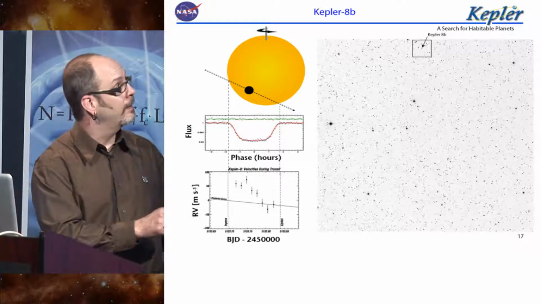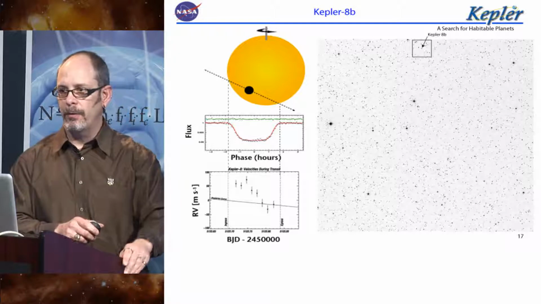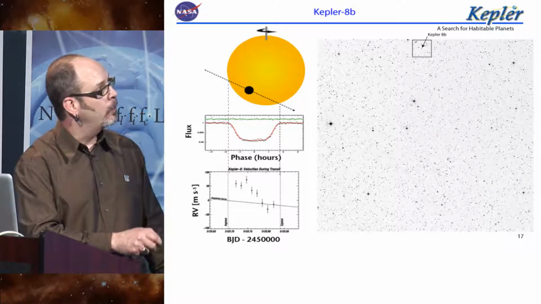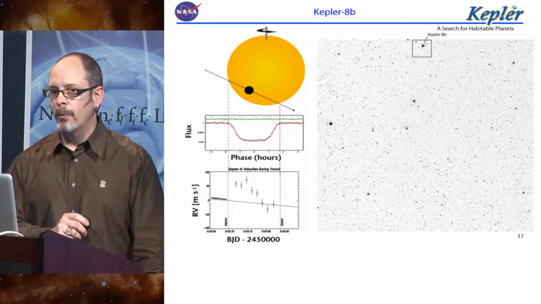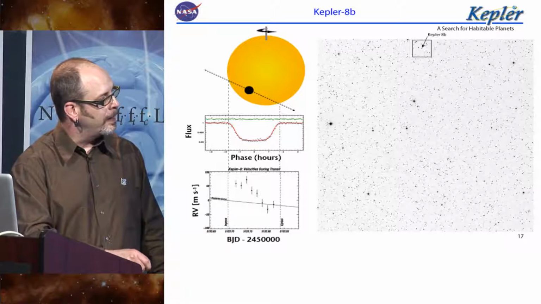But if it's asymmetric, then that indicates there's a tilt between the orbital axis of the planet's orbit and the spin axis of the star, which is indeed the case here. So we estimate that the spin axis to the orbital axis alignment is off by about 26 degrees. And these are the radial velocity measurements we made inside the transit.